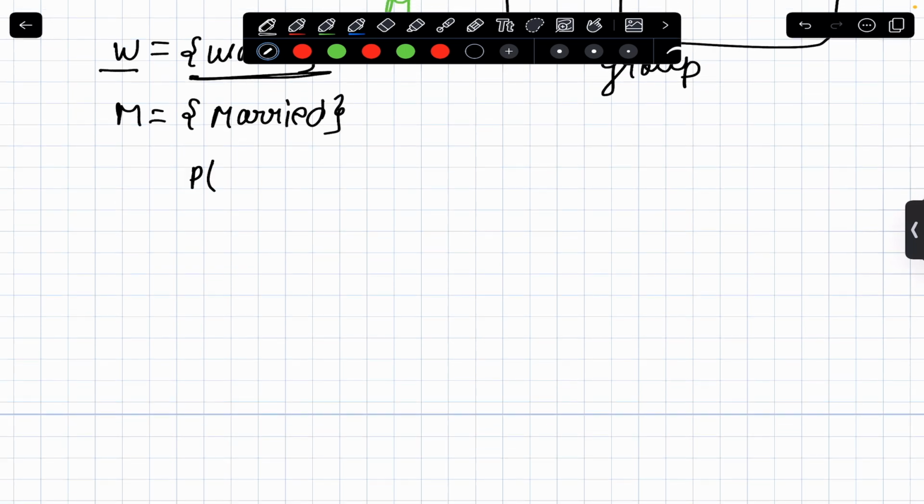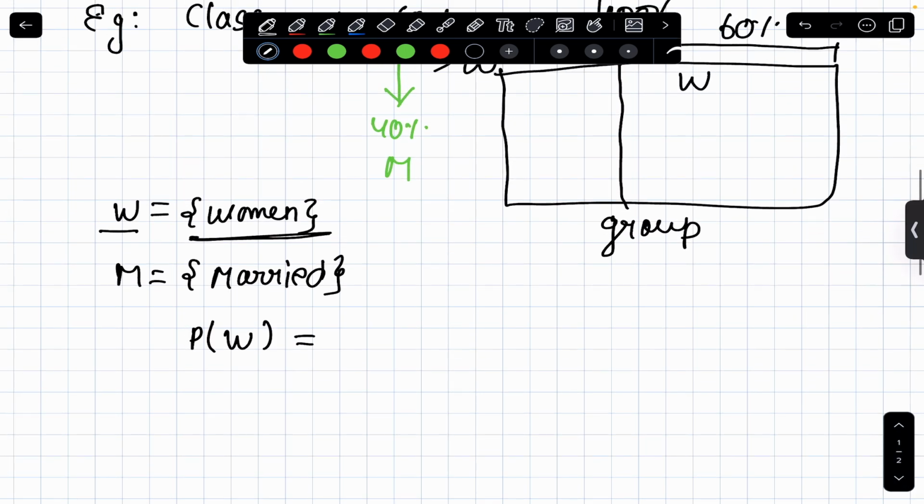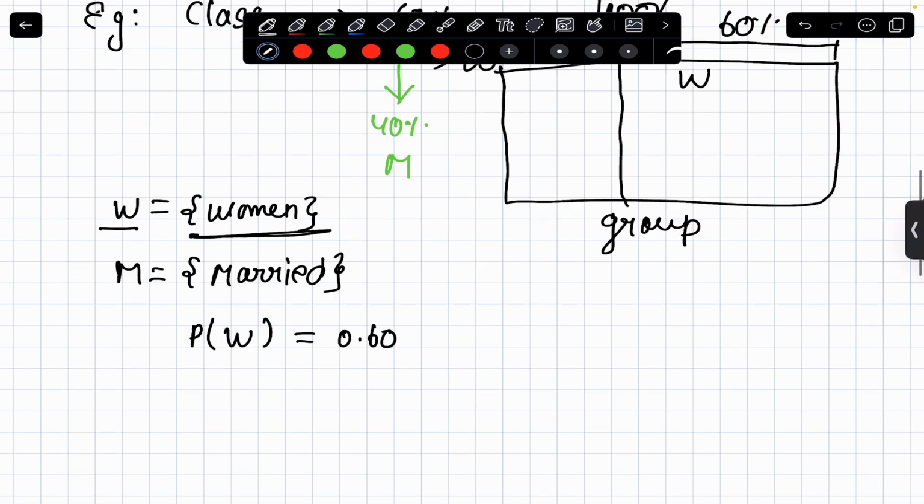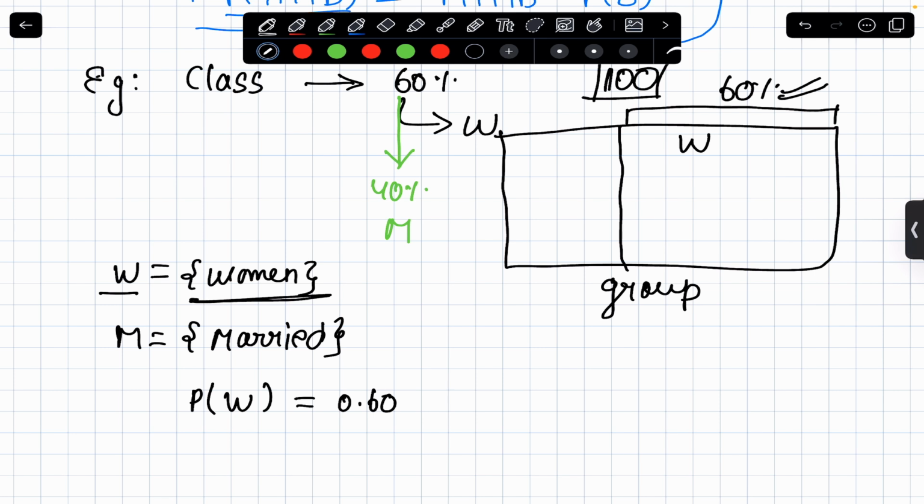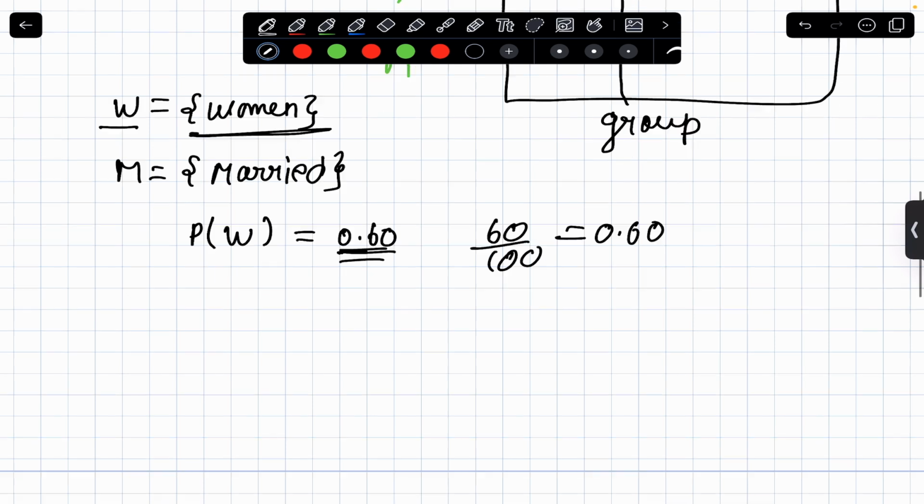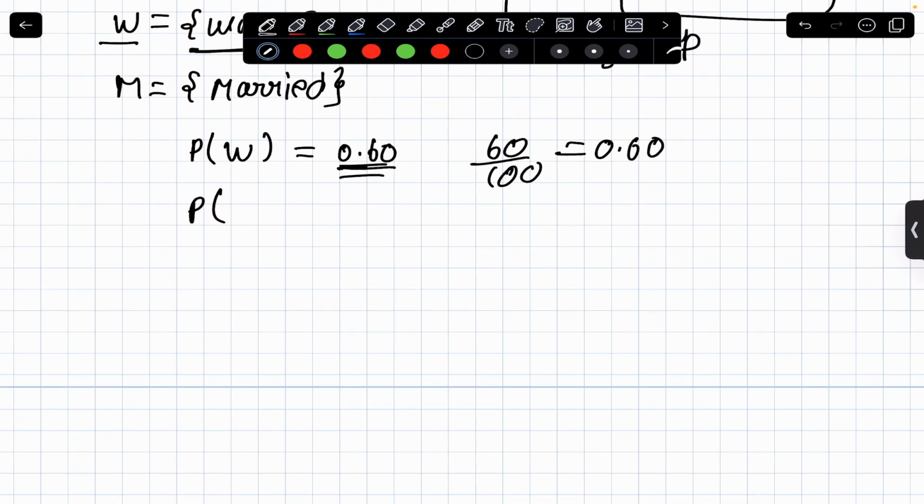And what is the probability of getting a woman? 0.60. How? Because we have been given that the percentage of women in the class is 60%. How much is it? It is nothing but 60%. If we change it into a fraction, how much do we have? 60 by 100, 0.60. What is the probability of a woman who is married?